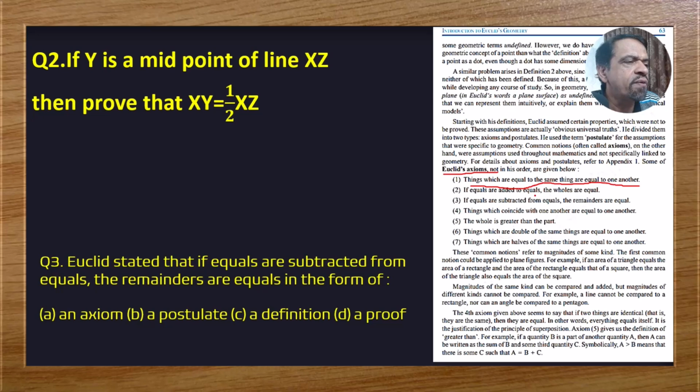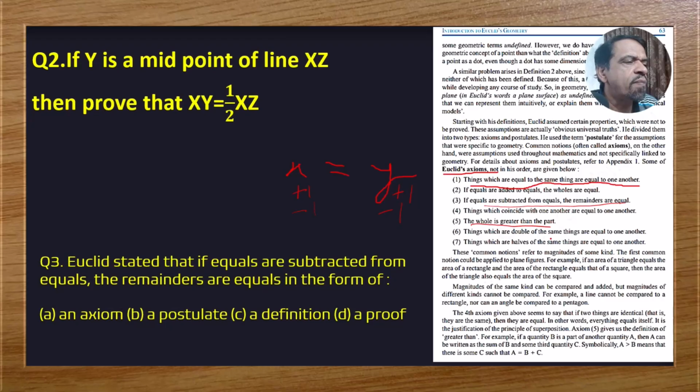If equals are added to equals, the wholes are equal. Very simple. If X is equal to Y and suppose I add 1 in X and 1 in Y, both will be equal. Similarly, next one: if equals are subtracted from equals, the remainders are equal. Instead of adding, if I subtract from equals, both will be equal. The whole is greater than the part. Very simple. Earth, continents, subcontinents, these are parts of Earth. The whole Earth is greater than all the continents and subcontinents.